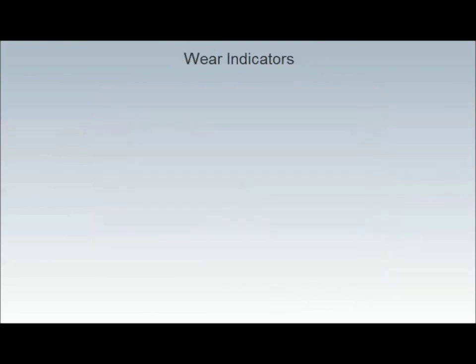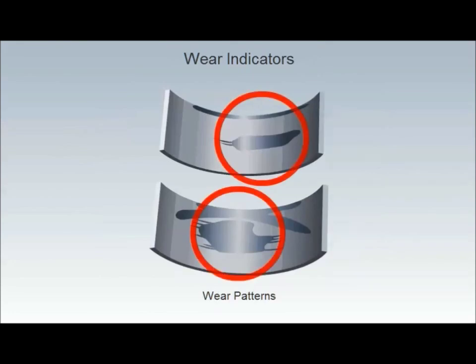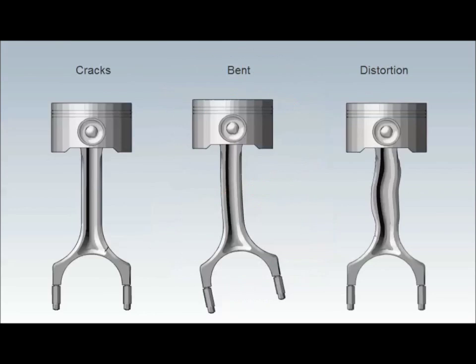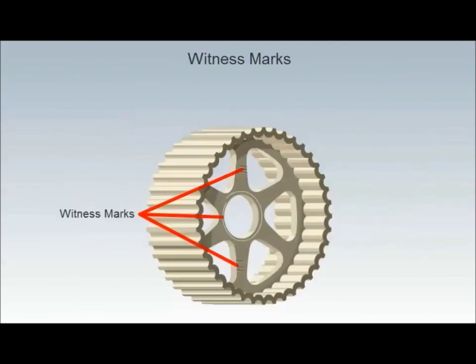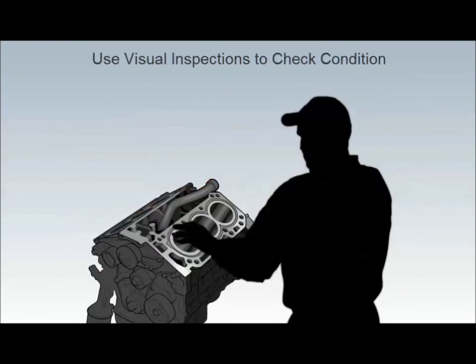These characteristics change during use. Machined surfaces show wear patterns from friction, and parts can crack, bend, or distort. Parts may also discolor during use or show tool witness marks. A visual inspection helps determine if a part is damaged or ready for further use.